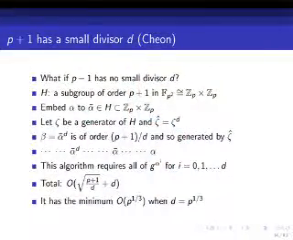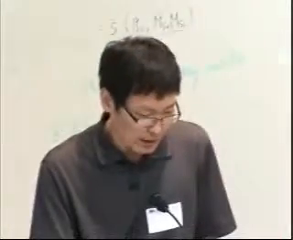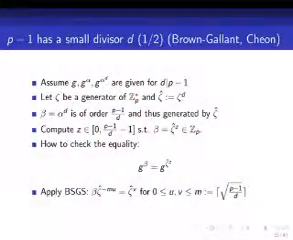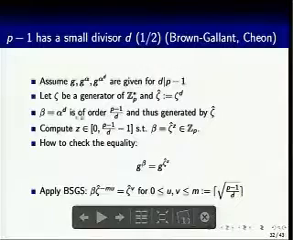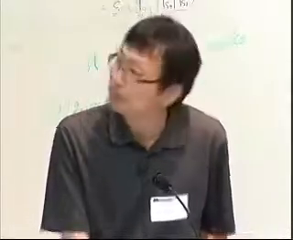This attack works only when d is a divisor of p minus 1. Otherwise, for example, if d is relatively prime to p minus 1, it doesn't reduce the complexity. So d must be a divisor of p minus 1.